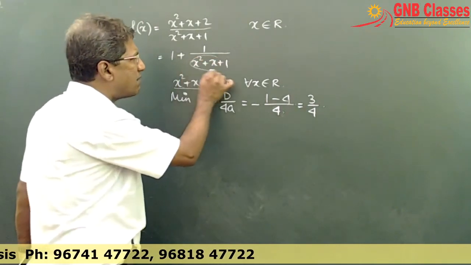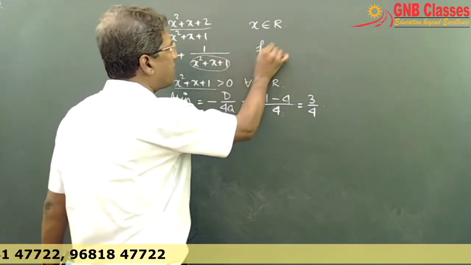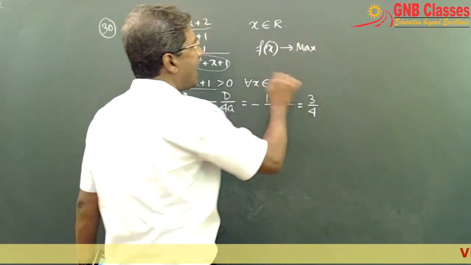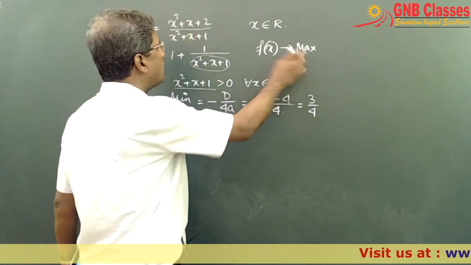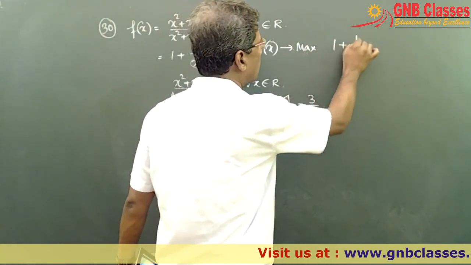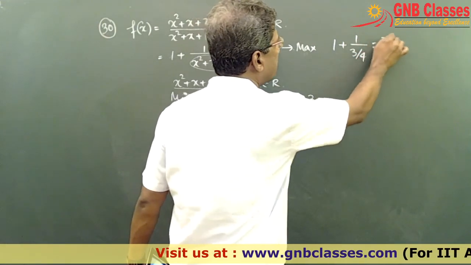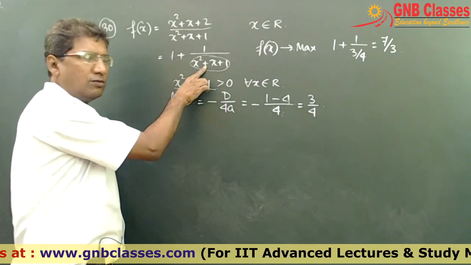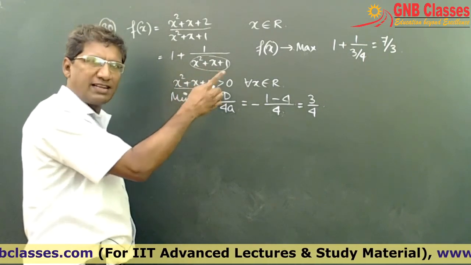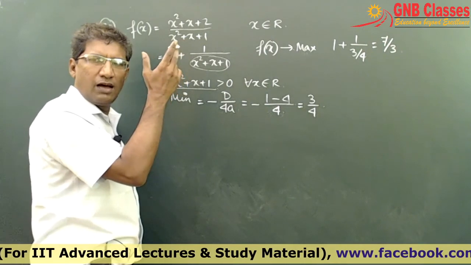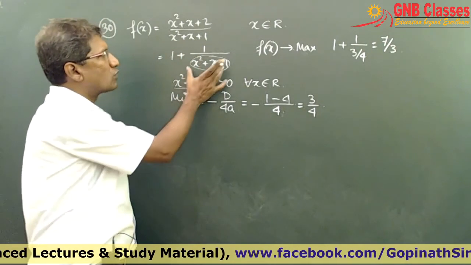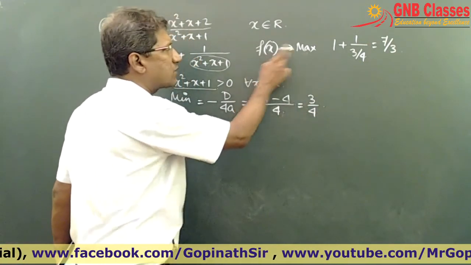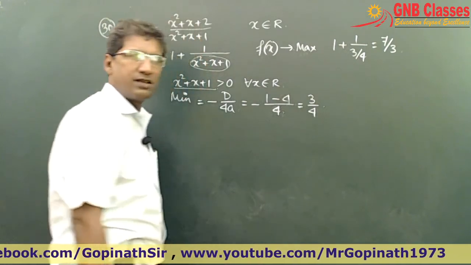If this is the minimum value, then the function f(x) will have its maximum value at 1 plus 1 by 3 by 4, which gives you 7 by 3. Is it clear to all of you? This minimum value takes place at x equals minus b by 2a. That is the concept which I have given in the theory of quadratic equation. So at 3 by 4 f(x) will have its maximum value, and the maximum value is 7 by 3.